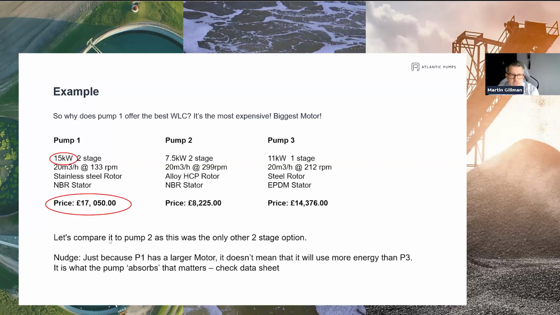All right, so a little nudge, and I like using my nudges. Just because pump 1 has a larger motor, it doesn't always mean that it would use more energy than pump 3. I'm not going to go into the depths of that today, but any of you on the electrical side understand the power, without going into detail. But again, that's for another course. But it's absorbed power, the power the pump is actually using when it's doing its job. That is important. That's what you're paying for when you're operating the pump.